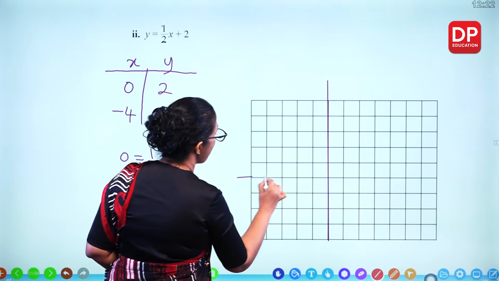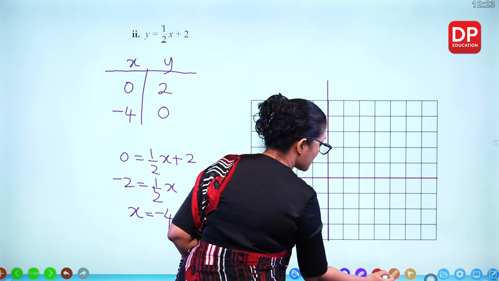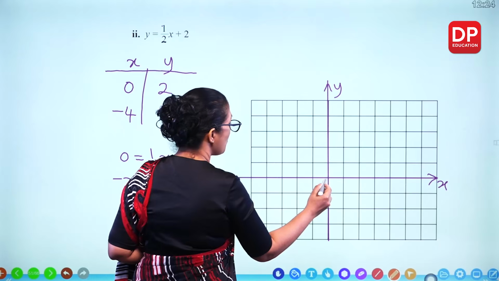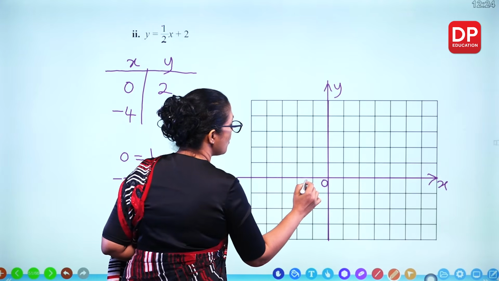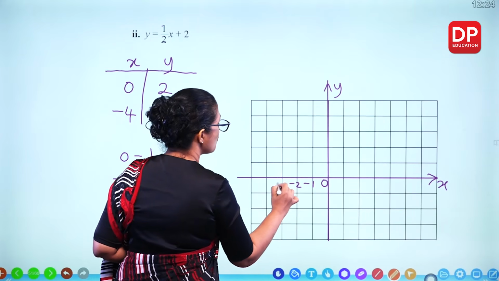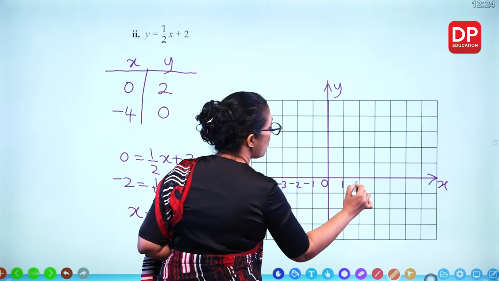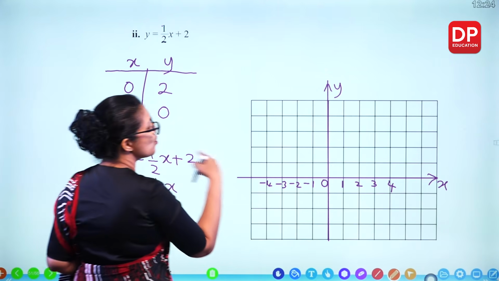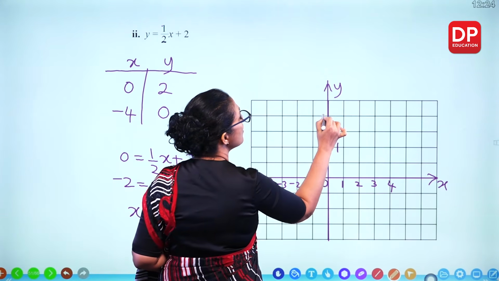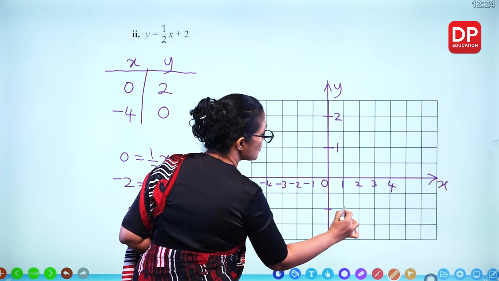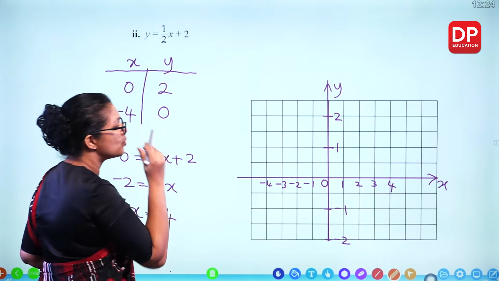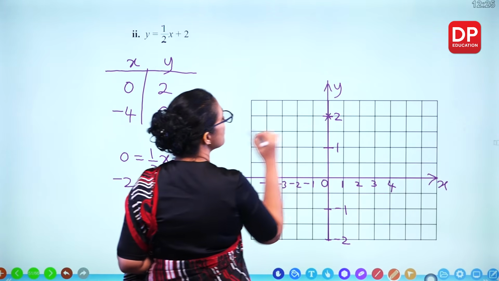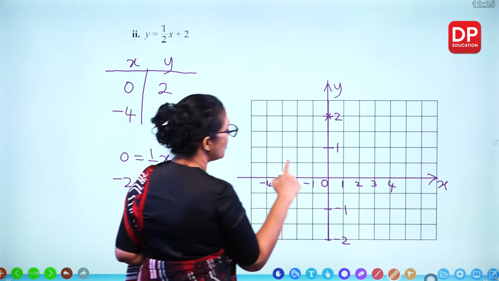Y-axis, x-axis. Now mark the point 0, minus 1, minus 2, minus 3, minus 4 here. 1, 2, 3, 4. And we need y up to 2. So we'll take 2 squares, 1 unit. 1, 2. Minus 1, minus 2. Now we'll mark the points 0, 2. This point. Minus 4, 0.